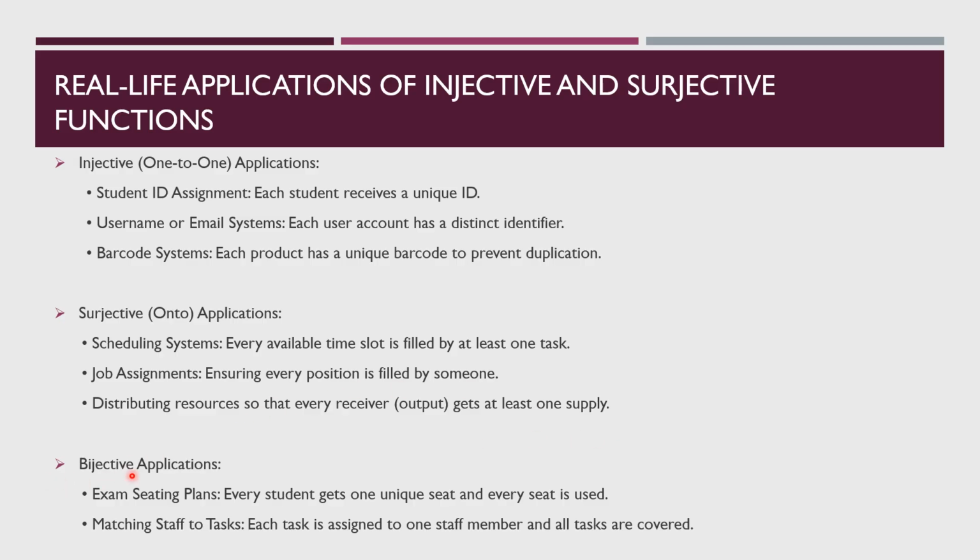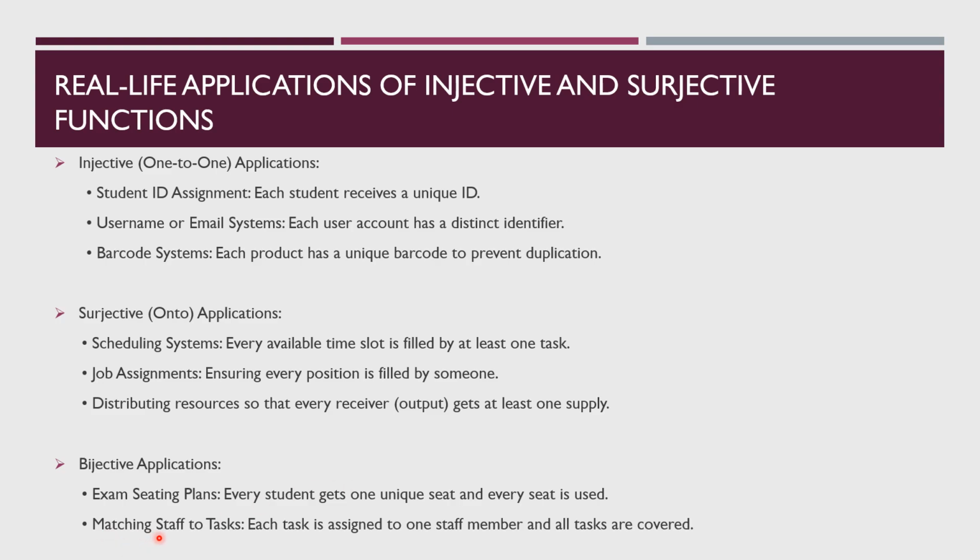Yes. Then we can also talk about bijective applications, where it is both onto and one-to-one. So let's see the exam sitting plan. Every student gets one unique seat, and every seat is used. So here, when a student is assigned to one seat, and every seat in the examination room is used, then it means that the relation between student and the seat is both one-to-one and onto.